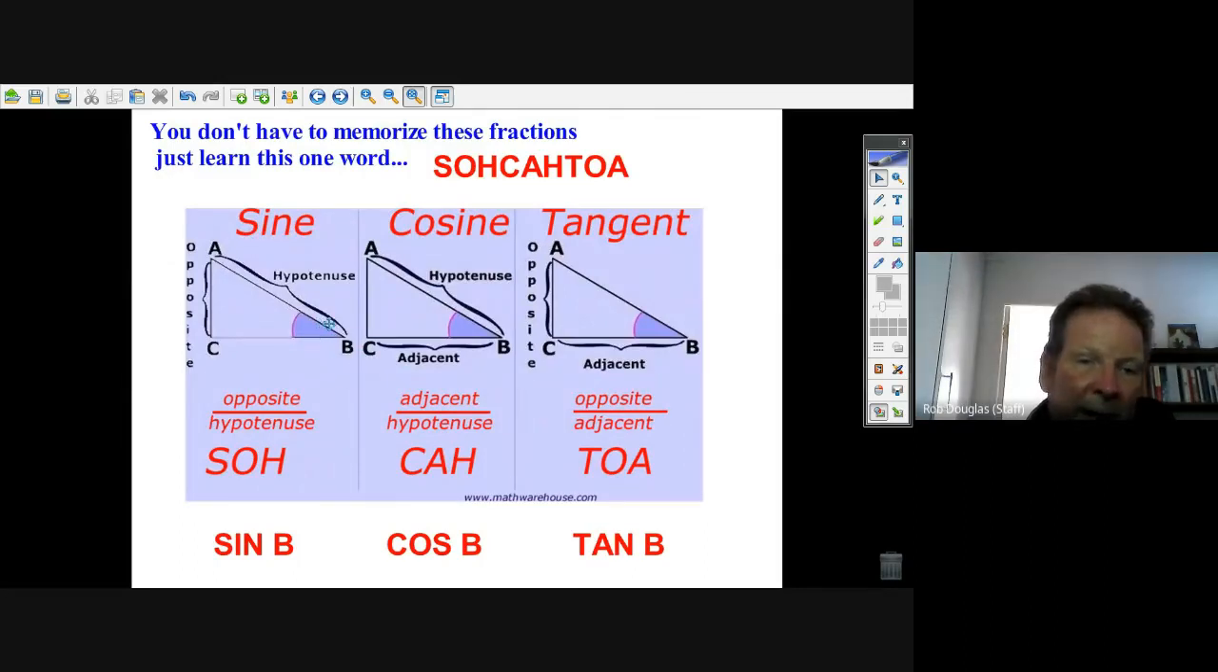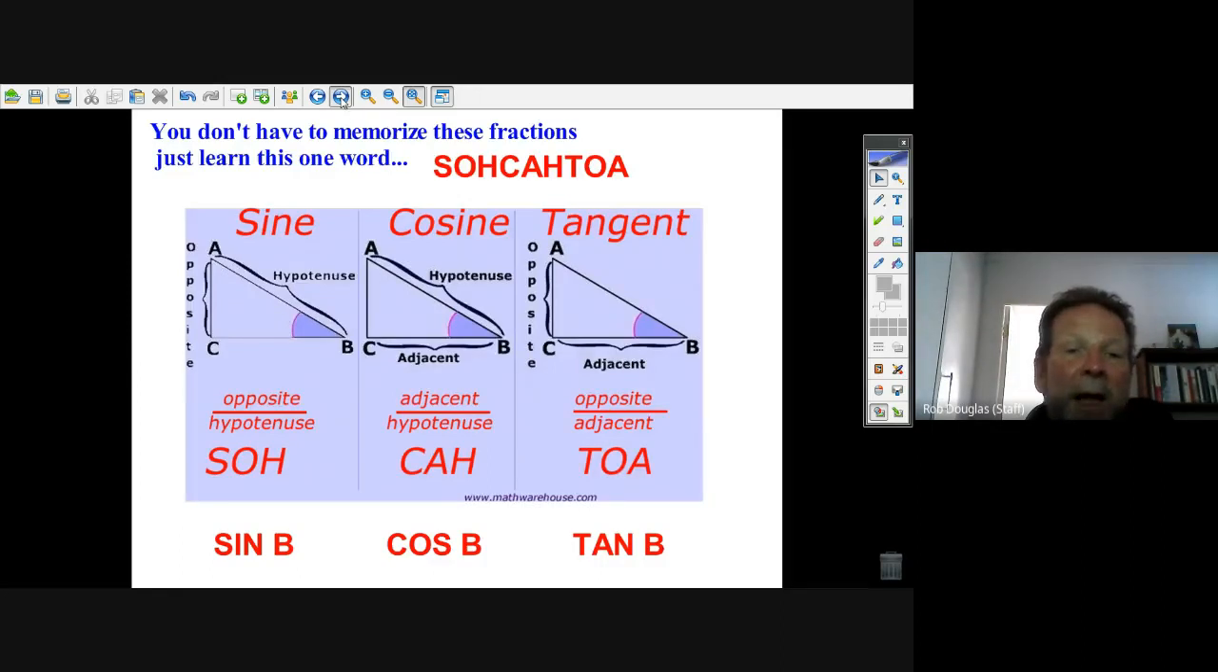Okay, so what I just said, there it is in a kind of a poster. If you start with an angle, some angle, say this angle B here, well, the sine of B is the opposite side over the hypotenuse side. The cosine of B is the adjacent over the hypotenuse side, and the tangent of B is the opposite over the adjacent. SOHCAHTOA. Good to know.